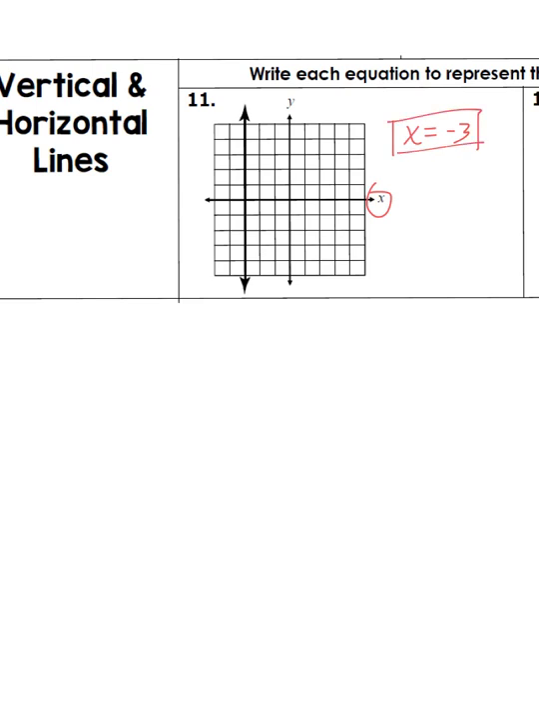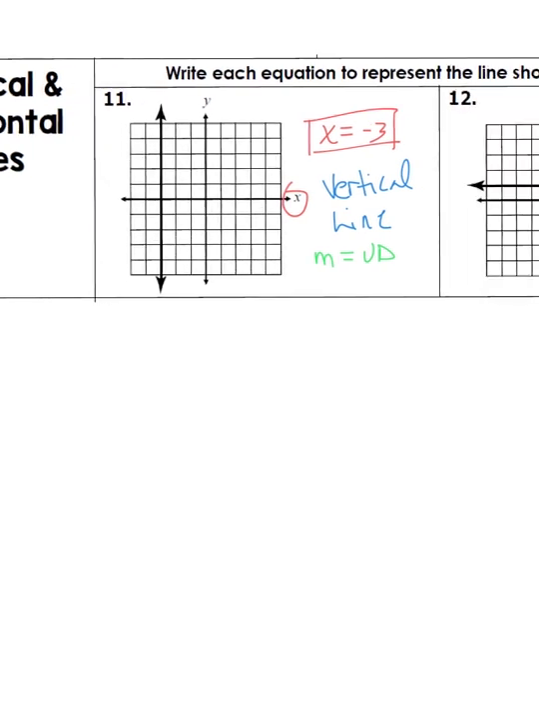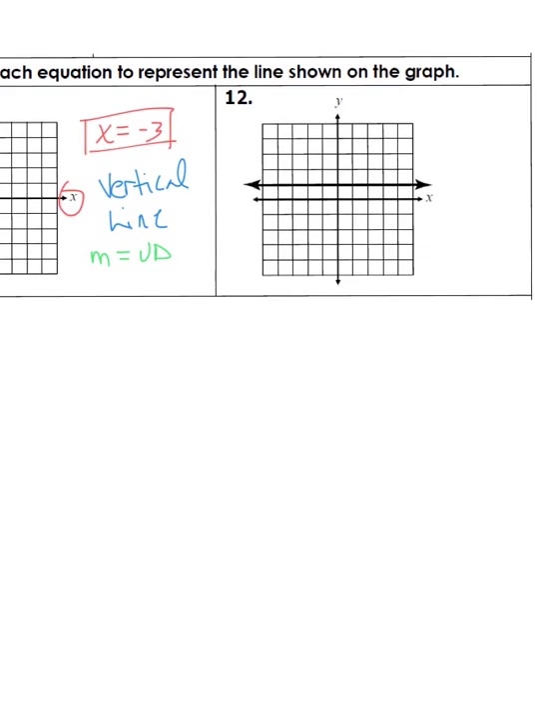And then you might also want to write here that this is a vertical line, and you might be asked, what is the slope of this line? Since you can't walk on it, the slope is undefined. And so I told you could use UD to abbreviate undefined. So then look at 12.